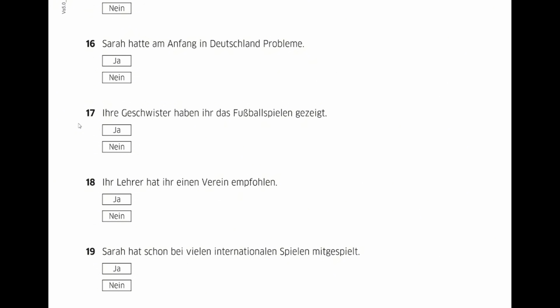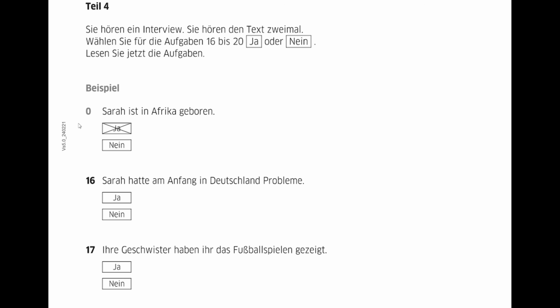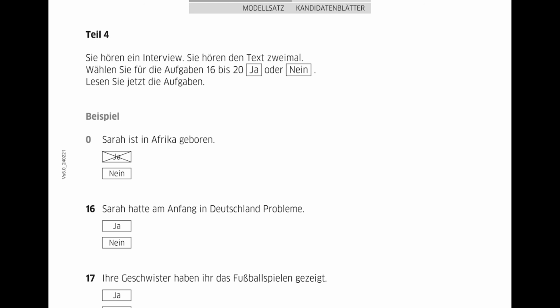So what you can do is when the recording plays for the first time, then you mark the answers which you think are correct, and then when they play it the second time, then you can check whether the answer which you selected is the correct one. So this is an important thing which you have to keep in mind. So these are the 4 parts of the Hören exam.